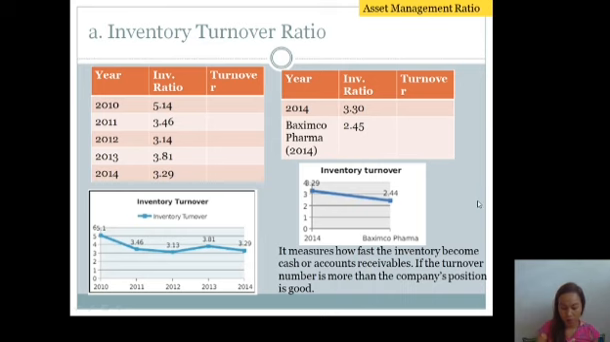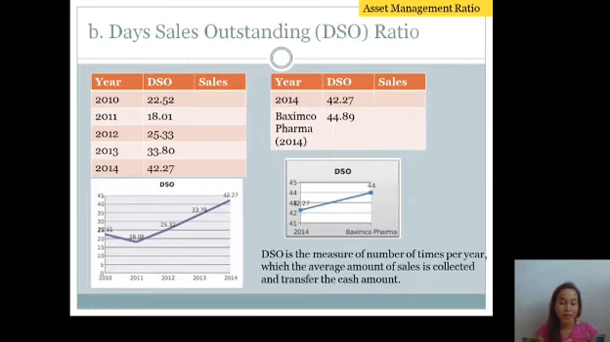Okay, so let's check the DSO, Days Sales Outstanding ratio. It measures the number of times per year the average amount of sales is collected and transferred into cash. Here, we see that in 2014, the company took 42.27 days to collect its sales receivable.